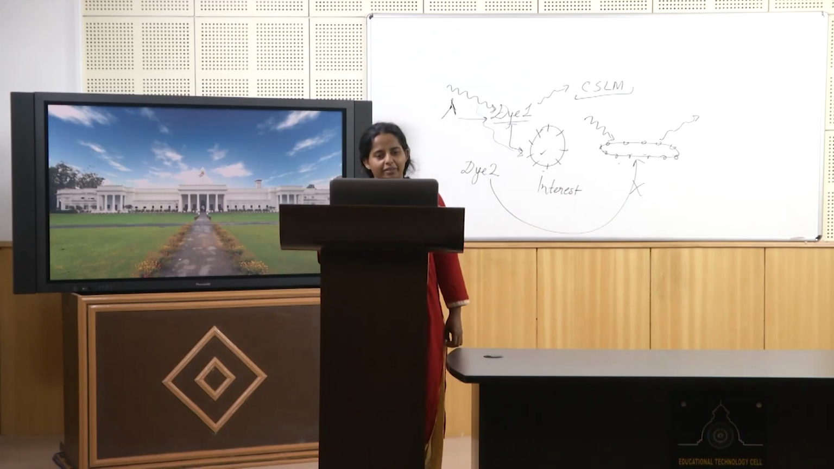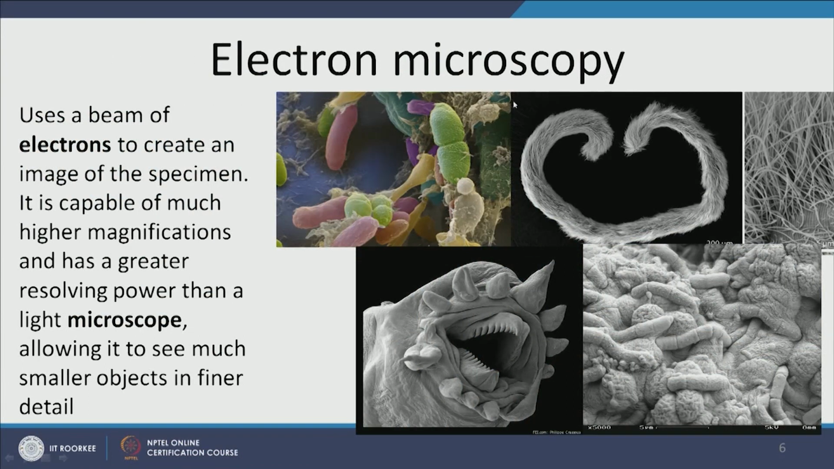Next we have electron microscopy. This by far will give you the most clear, most beautiful images possible. So let's spend some time looking at and beholding the images on the right side of the slide.